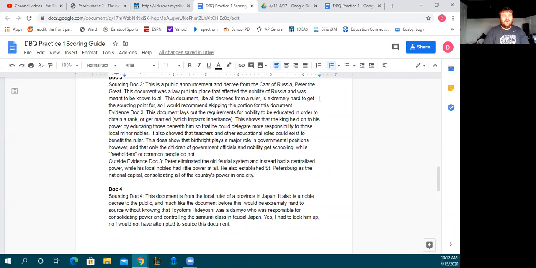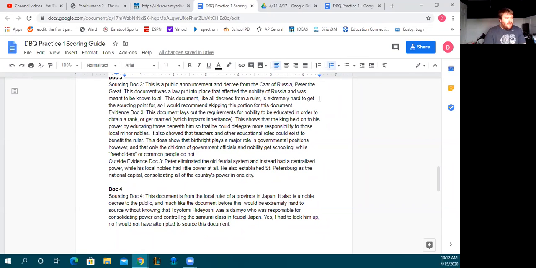It is almost impossible to source a decree that was meant for everyone to read. It just is. Unless you can personally identify the reasoning behind why that decree was mandatory, or why they chose to use the language they do, or how they distributed it, don't try to source that document. Just move on. You're not going to get that point unless you have detailed, extensive knowledge about the specific event, right?